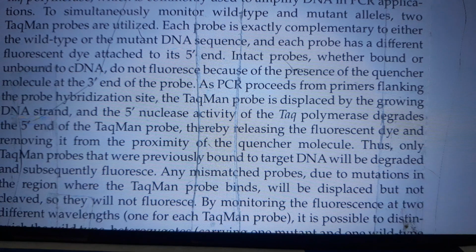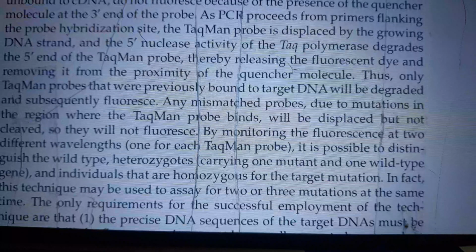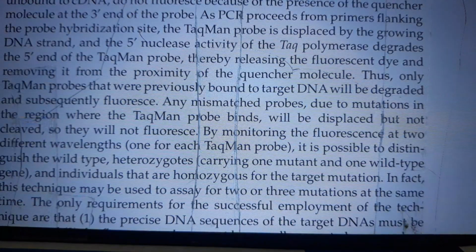As PCR proceeds from primers flanking the probe hybridization site, the TaqMan probe is displaced by a growing DNA strand, and the 5' nuclease activity of the Taq polymerase degrades the 5' end of the TaqMan probe, thereby releasing the fluorescent dye and removing it from the proximity of the quencher molecule.